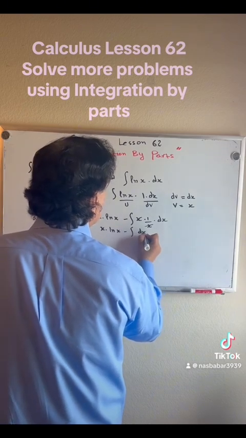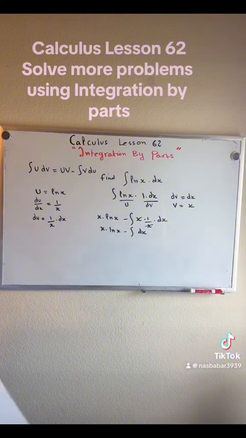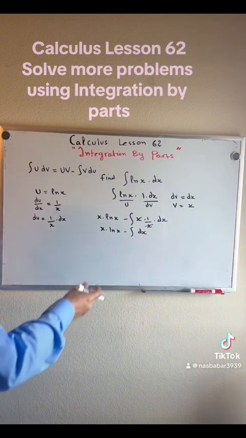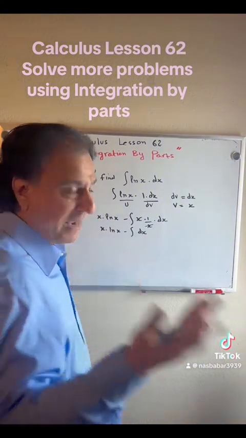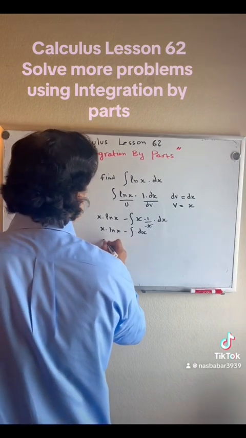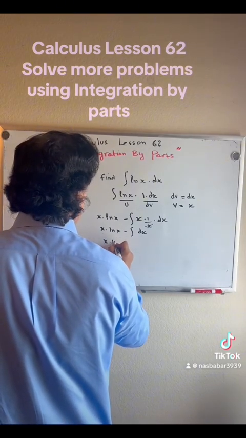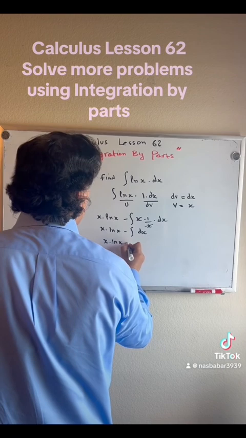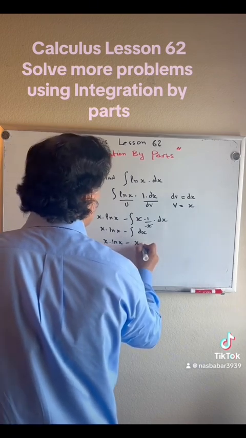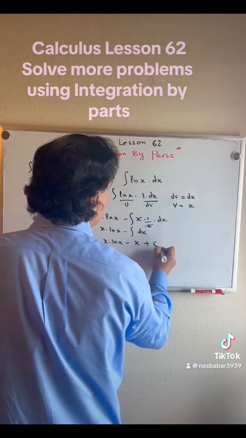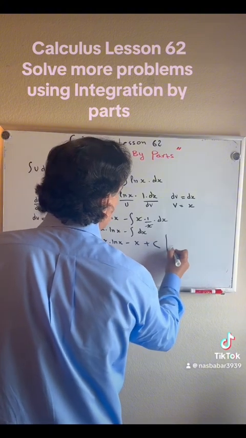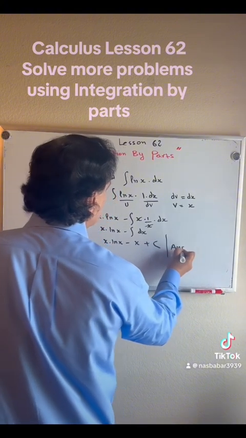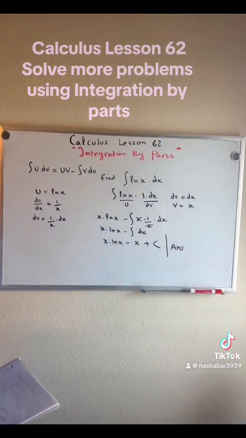the integral of dx, which is x. So the answer is x times natural log of x minus x, and never forget the constant c, the initial value. So that is my friend's answer. How's that? Not bad, not bad.